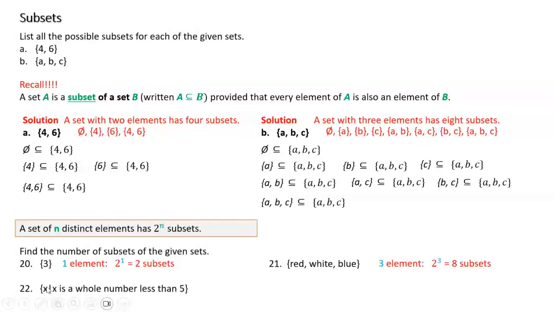Number 22. The set with elements x such that x is a whole number less than 5. Remember, guys, the whole numbers means 0, 1, 2, 3, and 4. So it's going to be 5 elements. We raise 2 to the 5th power, which gives us 32. So this will have 32 subsets. And again, on the homework, at times it says to list them, and at times it says to find the number of subsets.